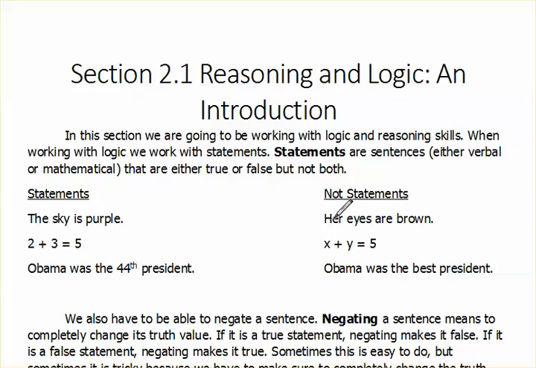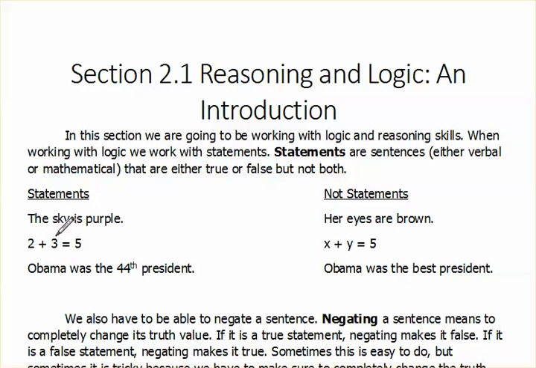If I were to say something like her eyes are brown, that is not a statement. Whose eyes? Who is she? Are you talking about me? My eyes are not brown. So you have to be very specific about who and what you're talking about. If there is any way that you can find an example where this doesn't make any sense, then it's not considered a statement. So it's not specific enough.